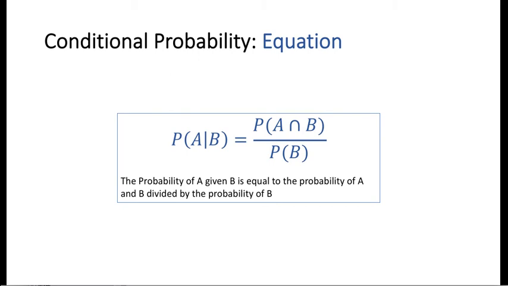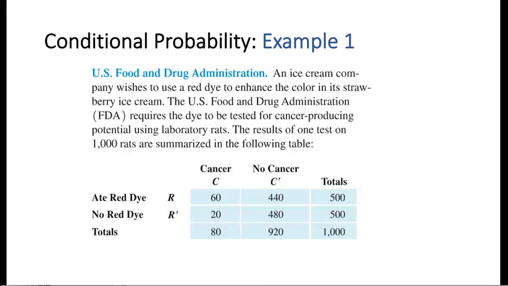So here's the conditional probability equation, and I wrote the words here because I feel like this will help you to understand it if you say it as you're writing it. The way you would say that equation is the probability of A given B. This line right here means given. So the probability of A given B is equal to the probability of A and B divided by the probability of B.